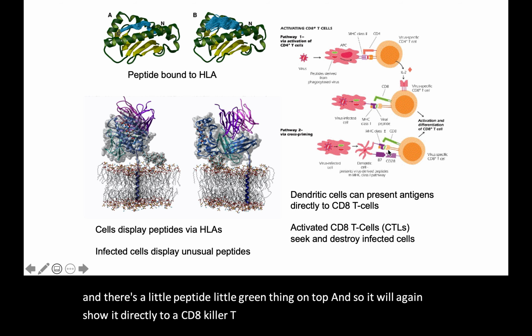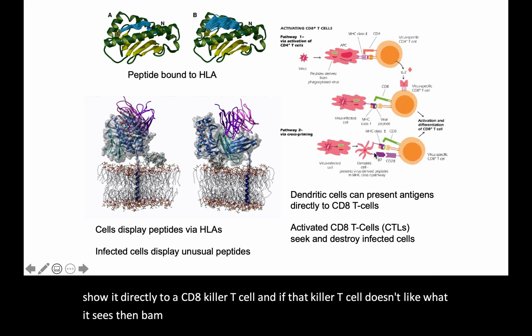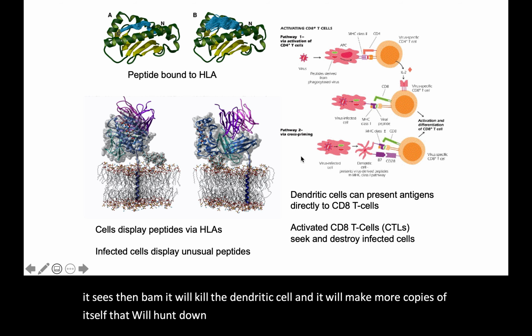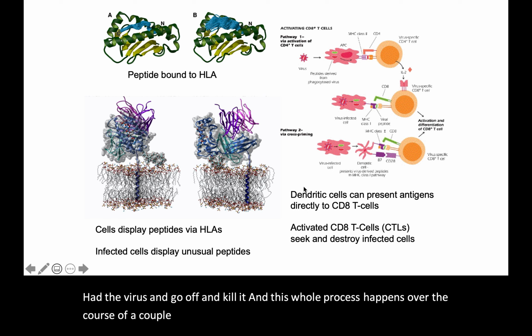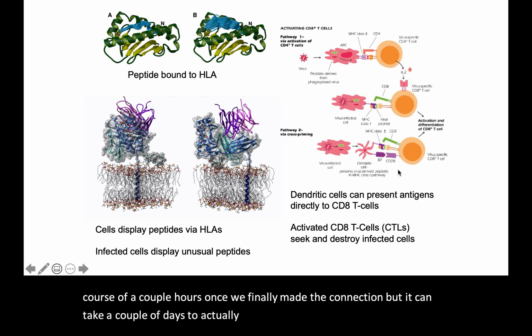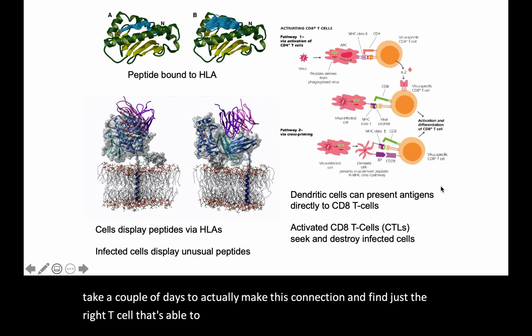And if that killer T cell doesn't like what it sees, then bam, it will make more copies of itself that will hunt down the original cell that had the virus and go off and kill it. And this whole process happens over the course of a couple hours once we've finally made the connection. But it can take a couple days to actually make this connection and find just the right T cell that's able to recognize this as foreign.